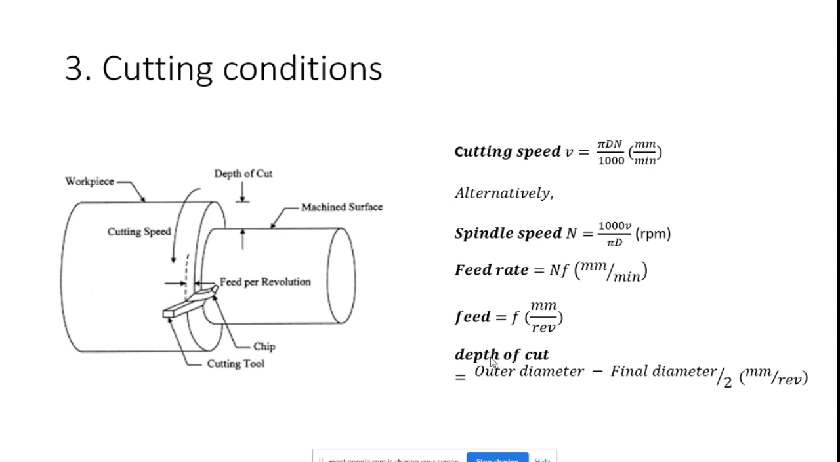The third cutting condition is depth of cut. Depth of cut means the difference between the workpiece outer diameter and the final diameter required. So the outer diameter minus the final diameter, divided by 2, gives the depth of cut value for one side of the cylindrical shape. From this you can get the different cutting conditions for a machining operation, which is also important for every machining engineer.